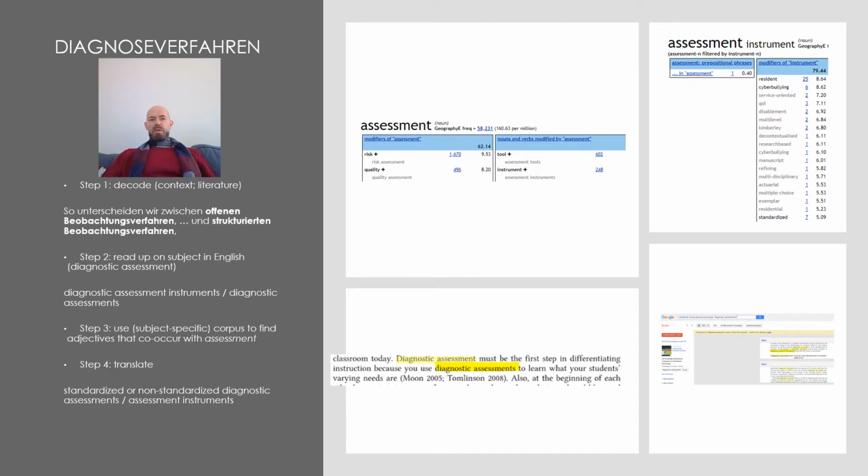diagnostic assessments. Diagnostic methods are usually used in medicine rather than educational psychology.